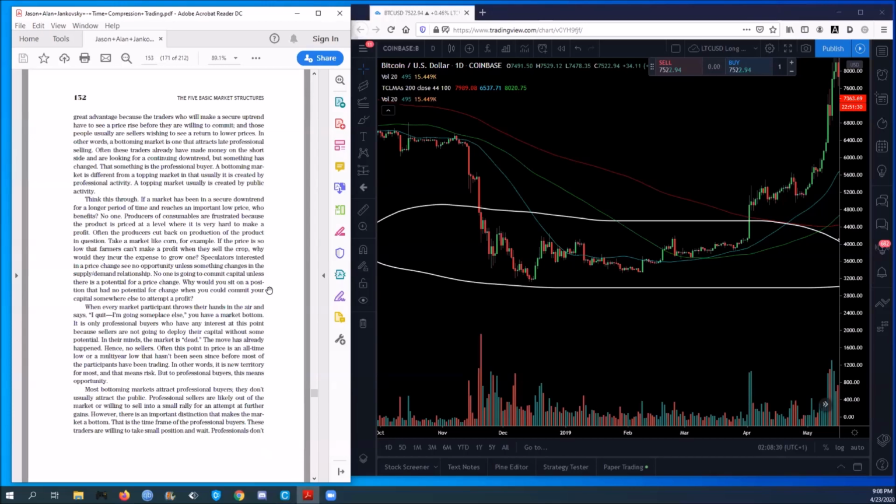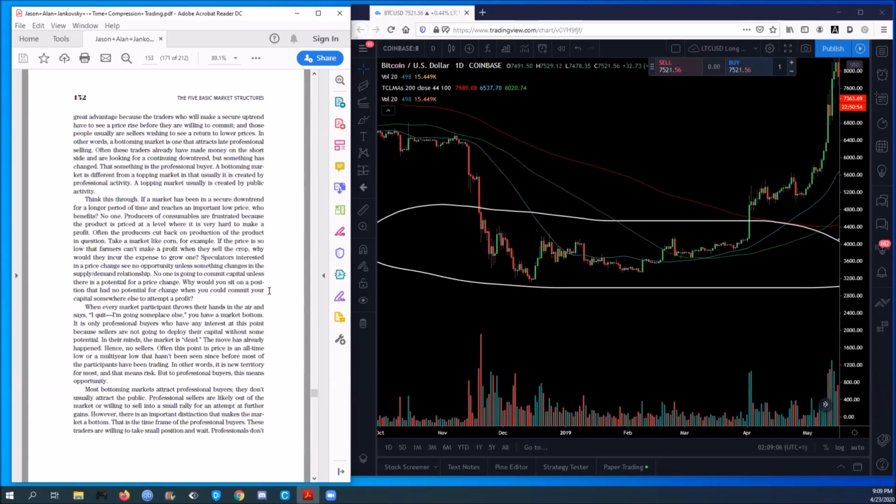Now, think this through. If a market has been in a secure downtrend for a longer period of time and it reaches an important low price, who benefits? No one. Producers or miners are frustrated because the product is priced at a level where it's hard to make a profit. Did we see that take place? Probably. For a lot of miners, maybe some areas you could argue no, but for a lot of miners, we saw that taking place. Often the producers cut back on production, so the hash rate should have fallen significantly during this, because that would have been your production cut.